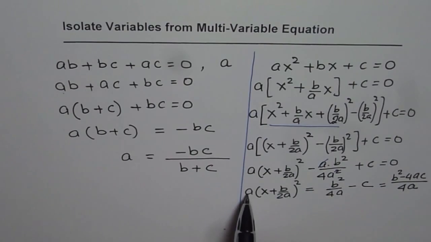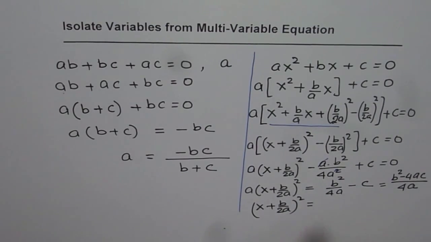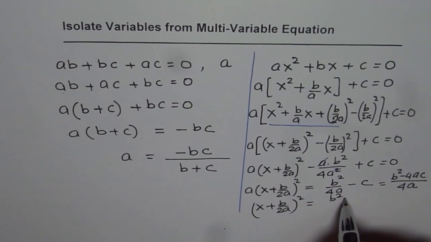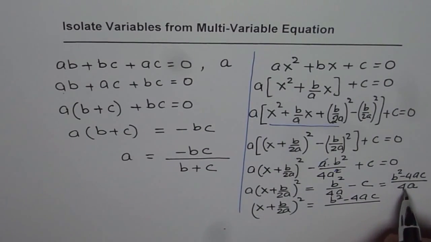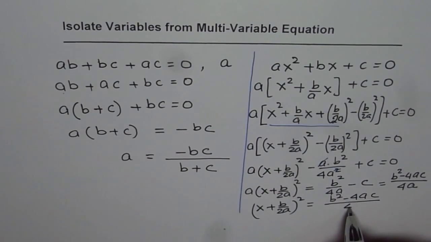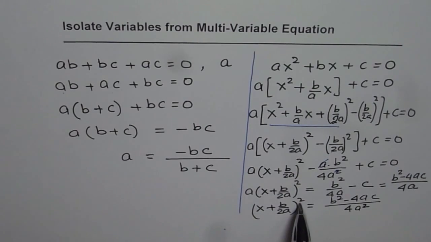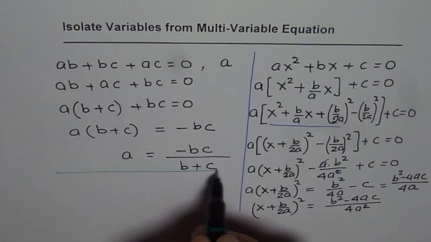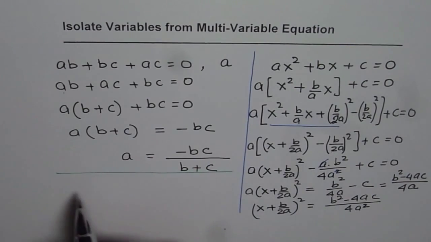Now we can divide by a both sides. So we get x plus b over 2a whole square equals to b square minus 4ac over 4a square, right? And now this is 2. So what we can do is square root, right? So we are running out of space, so I'm taking this on the left side now. So okay, let me continue this from here to the left side.